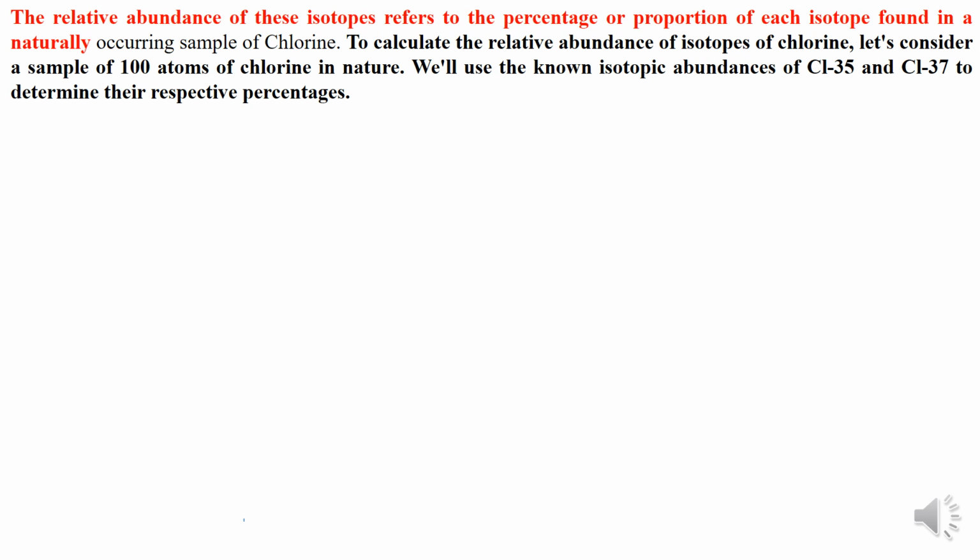So relative abundance of these isotopes refers to the percentage or proportion of each isotope found in a naturally occurring sample of chlorine. Now to calculate the relative abundance of isotopes of chlorine, let's consider a sample of 100 atoms of chlorine in nature, and we will be using the known isotopic abundance of chlorine, that is chlorine 35 and 37, to determine their respective percentages.